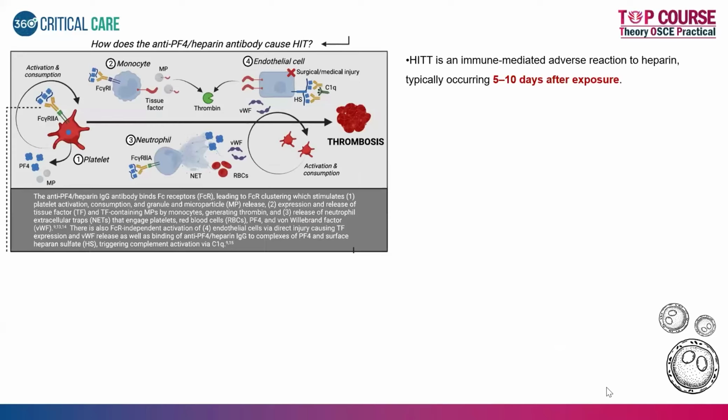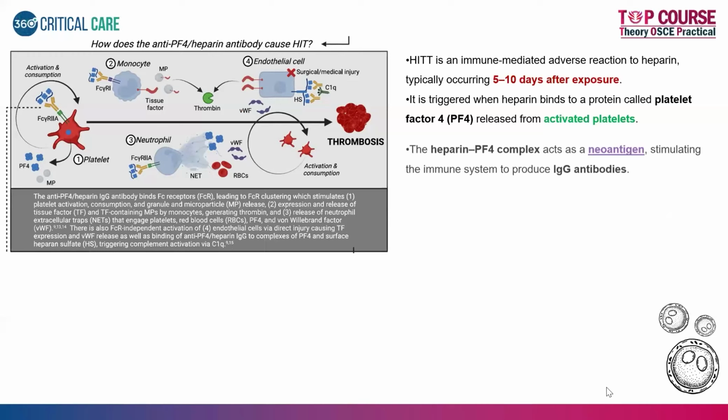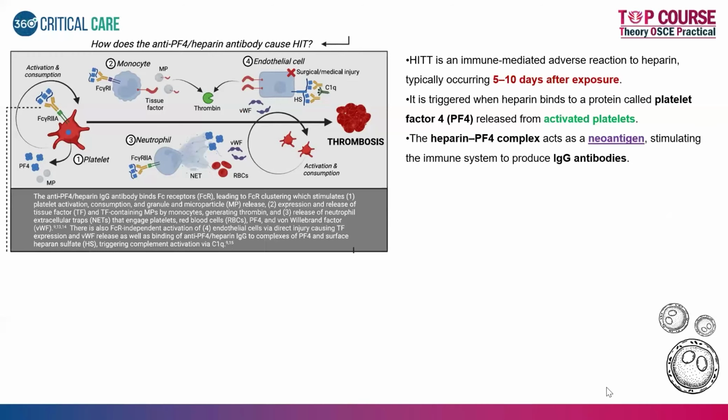We all have to know HIT is an immune-mediated reaction which usually occurs from 5 to 10 days after the exposure to heparin. It is triggered because this neoantigen is formed by heparin and platelet factor 4, and it causes release of platelets and makes them activated platelets. Usually the type of antibodies produced against the neoantigen, that is the heparin-PF4 complex, is an IgG type of antibody, and these are the culprit antibodies, compared to other types like IgA. IgG antibodies form immune complexes along with the heparin and PF4 complex.